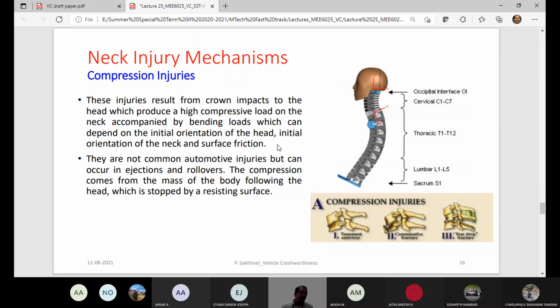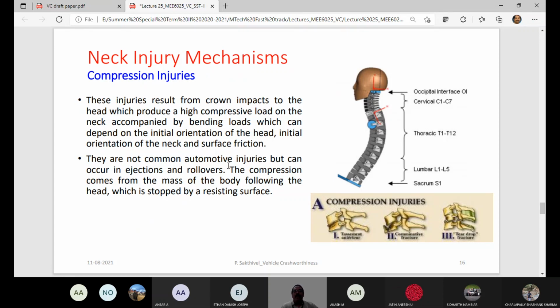So if I have it like that, it's different, then it won't be compression. It will be bending as well as compression. If I have my head straight, then the load comes, then it is only compression. So initial orientation of the neck and the surface friction matter.